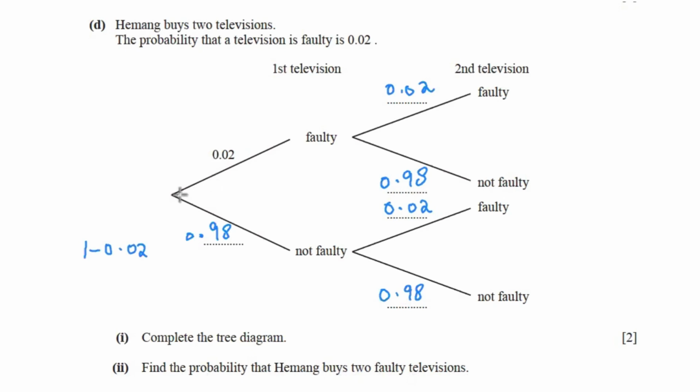So for 2 faulty televisions, we're going along this path. When you're going along the branches, you multiply. So we'll do 0.02 times 0.02. And that will give us 0.0004. If you were going across the branches, like you were doing faulty, faulty, and not faulty, not faulty, then you would add the results after you've done across the branches. So remember, along the branches you multiply, and across the branches you add.